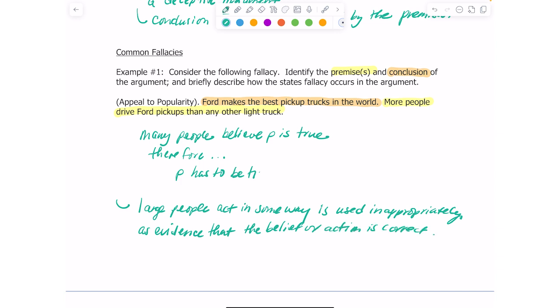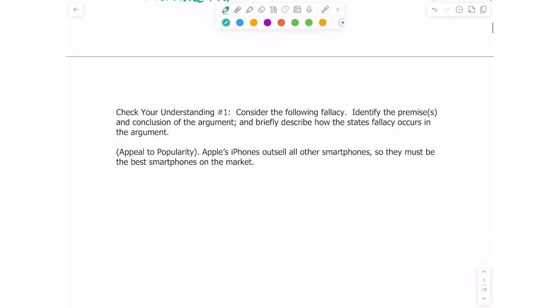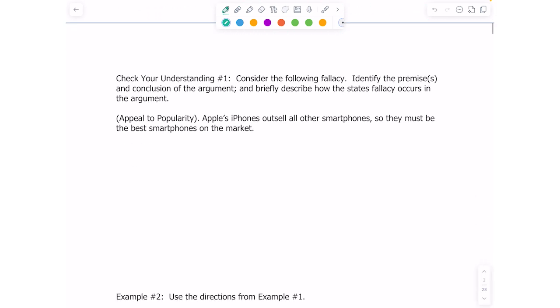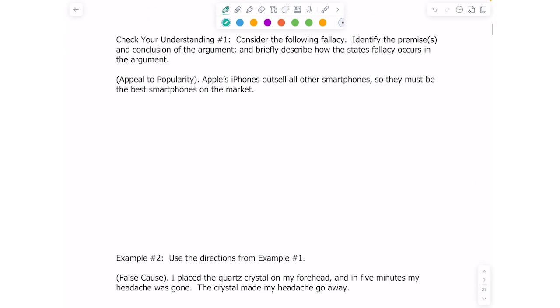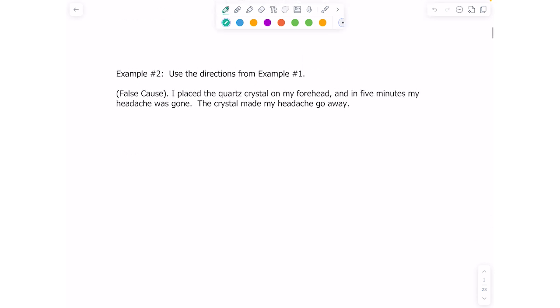Let's take a look at another type of fallacy. I'll leave that question there for you all to try on your own. You want to identify the premise or premises, the conclusion, and then just briefly describe how the stated fallacy occurs in the argument. Okay, another fallacy is called false cause. And here the statement rather is, I placed the quartz crystal on my forehead and in 5 minutes my headache was gone. The crystal made my headache go away.